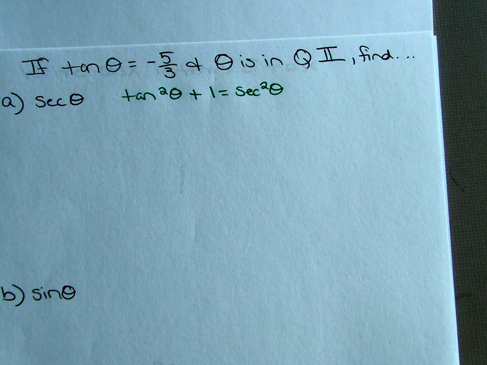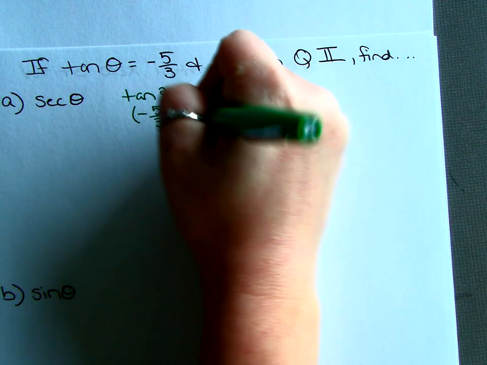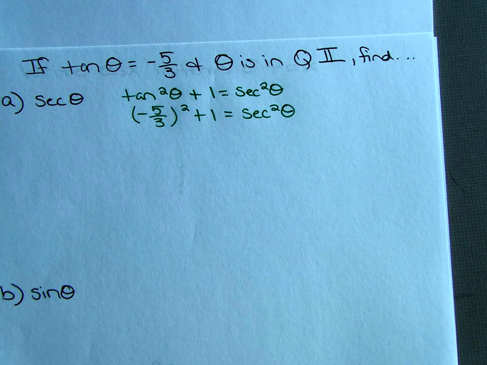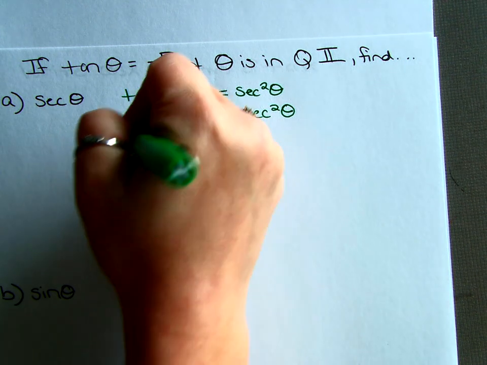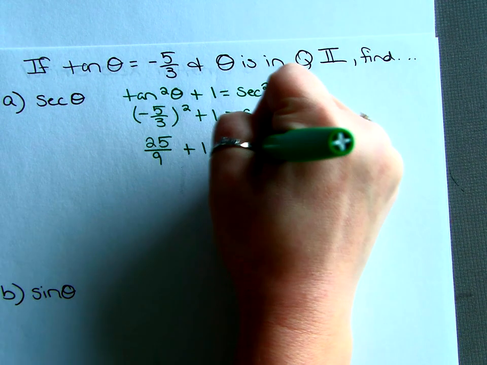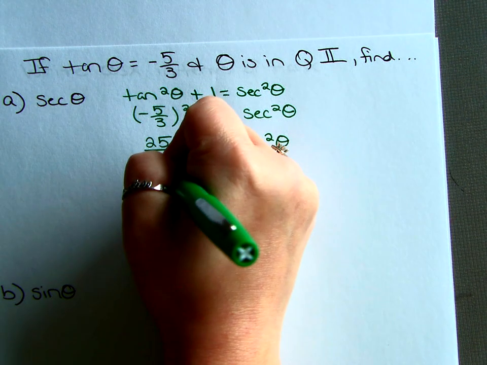Well, in the instructions, it's telling me that tangent is negative 5/3. So I can plug that in here. Negative 5/3 squared plus 1 equals secant squared theta. If you take negative 5/3 and you square it, then you're going to have 25/9 plus 1 equals secant squared theta. Get a common denominator, add that 25/9 to 1. You get 34/9.